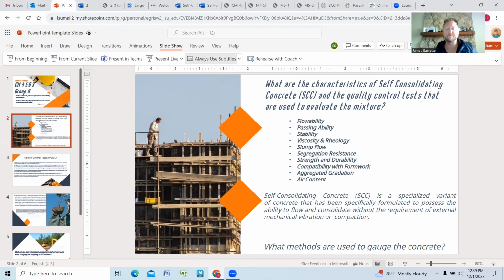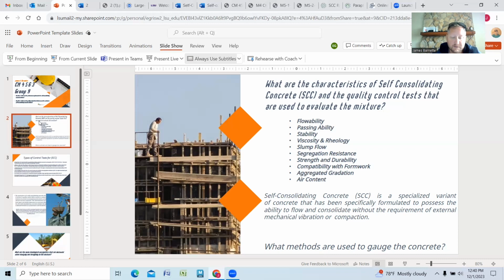Strength and durability. To fulfill a specific application, it is imperative that the self-consolidating concrete satisfies the prescribed compressive strength and durability criteria. To achieve satisfactory performance of self-consolidating concrete throughout its service life, the mix design must consider the target strength class and exposure conditions.